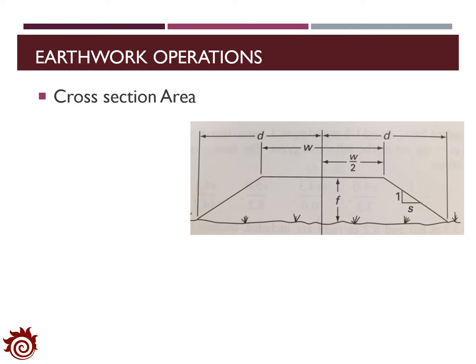The figure here shows one typical cross-section area, which is a trapezoidal cross-section. The width of the pavement on the surface is set as W, and the width at the bottom of the pavement is set as 2D. Also, we define the thickness of the pavement as F, and the slope is set as S. With this information, the cross-section area is defined as F times (W plus S times F).